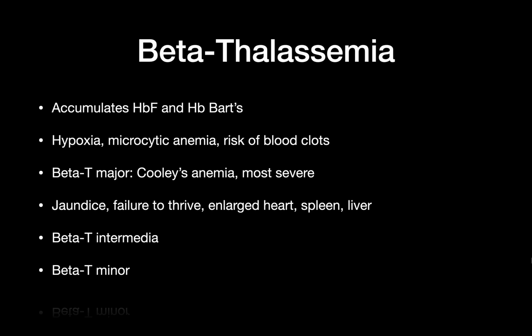In beta-thalassemia, there's going to be an accumulation of hemoglobin F and hemoglobin Barts. So this will be manifested in hypoxia, microcytic anemia, and risk of blood clots. And there are 3 different types, depending on the severity of symptoms. There's thalassemia major, which is called Cooley's anemia, and it's the most severe. There you get signs of jaundice, failure to thrive, enlarged heart, spleen, and liver. And then there is beta-thalassemia intermedia, which of course is a moderate effect, and beta-thalassemia minor, which is a carrier, and there is no effect.